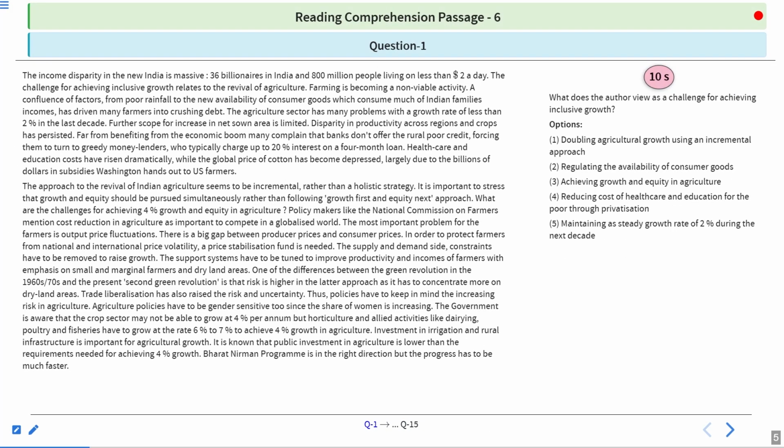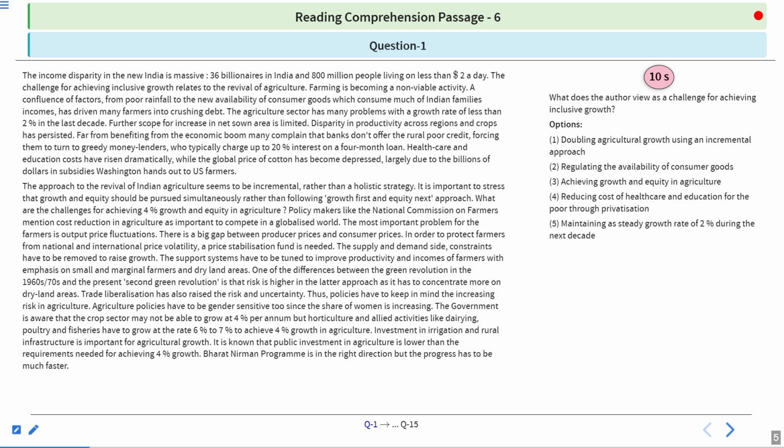Question 1. And the passage is: the income disparity in the new India is massive. 36 billionaires in India and 800 million people living on less than $2 a day. The challenge for achieving inclusive growth relates to the revival of agriculture. Farming is becoming a non-viable activity. A confluence of factors, from poor rainfall to the new availability of consumer goods which consume much of Indian families' incomes, has driven many farmers into crushing debt.